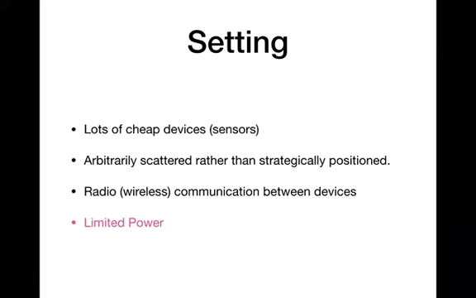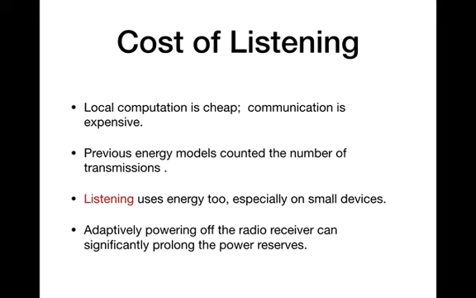So the setting is that we have a lot of cheap devices, such as these sensors, and they're arbitrarily scattered rather than being strategically positioned. And we have radio communication between the devices. The most important point is that because they're little devices, they have a limited amount of power. So local computation is cheap, but communication is expensive.